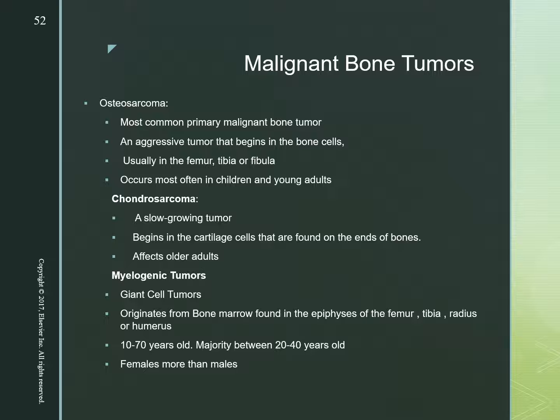It affects older adults. There's the myelogenic tumors, which are the giant cell tumors, like we said before, originating from the bone marrow, found at the epiphyses of the femur, tibia, radius, or humerus. It usually hits ages 10 to 70. The majority are between ages of 20 to 40. Females are more likely than males for these kinds of cancers.